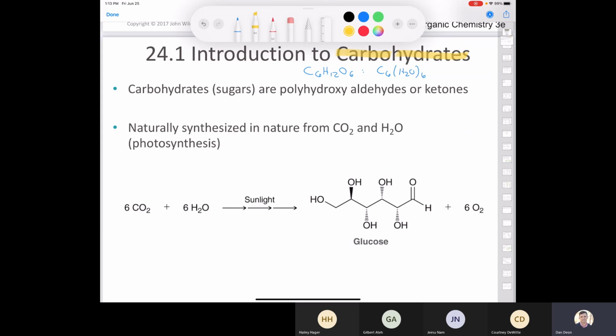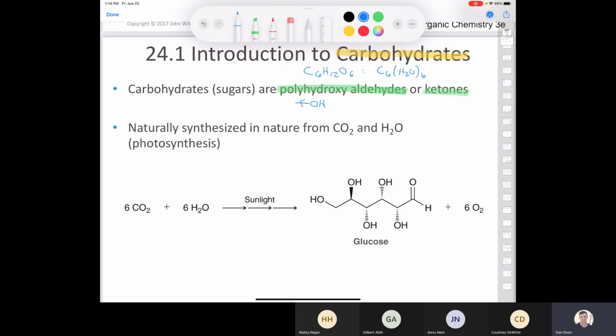But that again is historical, because not all carbohydrates have this kind of formula where there's exactly one water molecule for every carbon. A more accurate description of what a carbohydrate is, and again, we call carbohydrates sugars for short, is that they're polyhydroxyaldehydes or ketones. So we're basically going to be looking at a whole bunch of different aldehydes and ketones, and they have lots of hydroxyls on them. What's a hydroxy? It's a hydroxyl group.